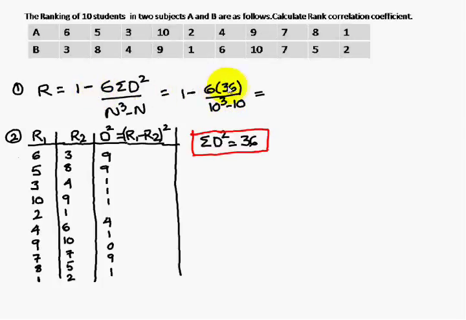6 into sigma d square, which is 36, and we have been given the ranks of 10 students. That's why n is 10, therefore 10 cube minus 10. If you simplify this, you are going to get 0.782. Therefore we can say that a positive correlation exists between the two subject ranks.